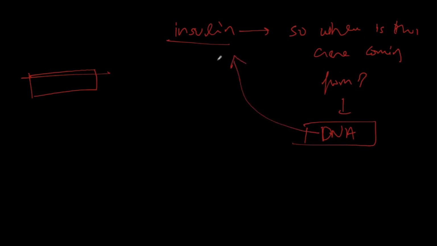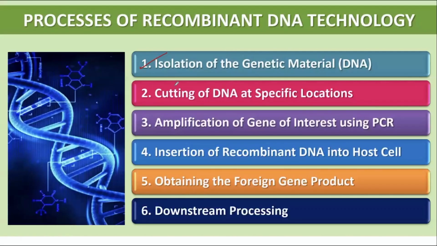So if I want this insulin, which is a protein, I need to go back to the DNA level and check out the gene. Where is that gene? And from there, I can take out the gene and use it to make a product that will be very important for human use. So first, to get the gene, we need the DNA, right? So the first step of the process of rDNA technology is the isolation of the genetic material, that is isolation of the DNA.